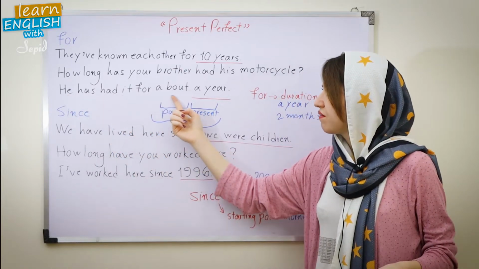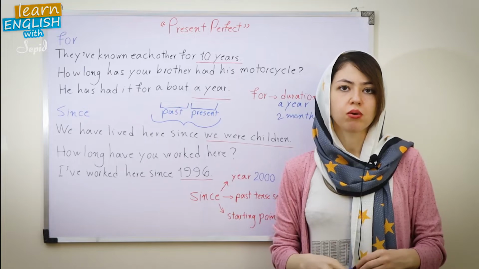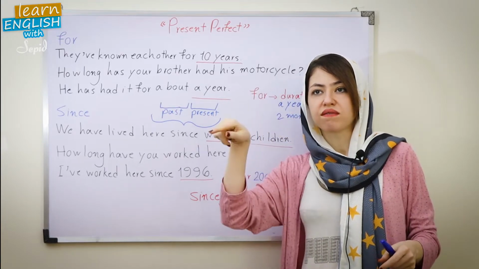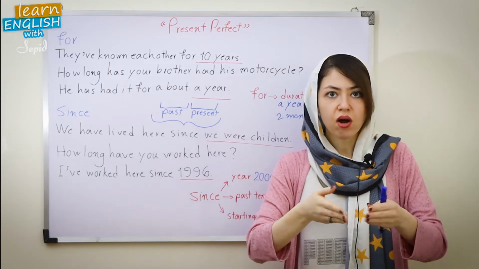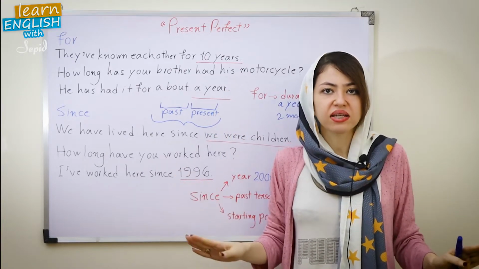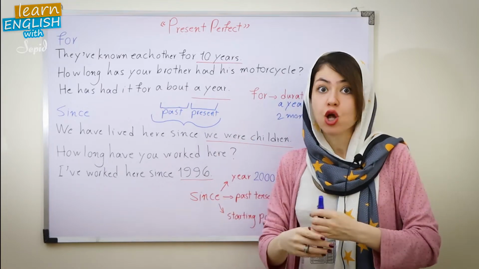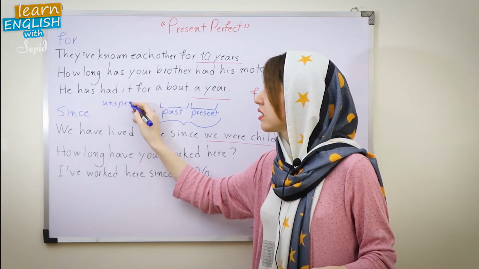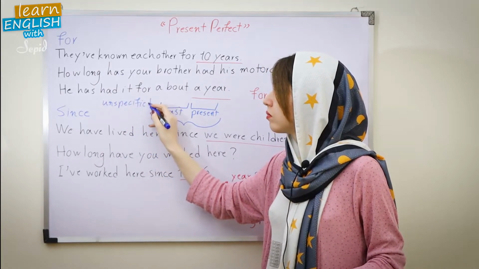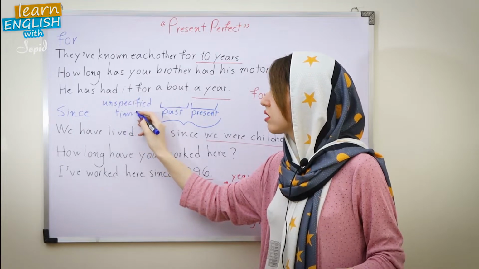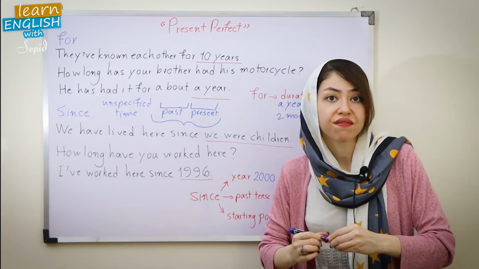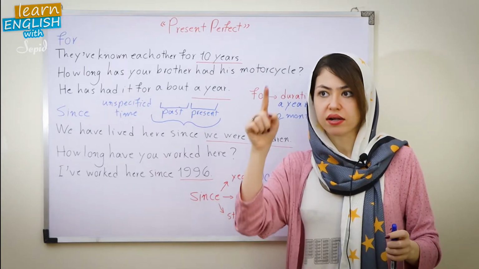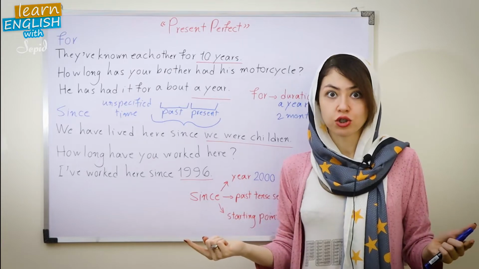He has had it for about a year. So he has had it for about a year. It means from the first part of last year until now, and we don't know when it is gonna finish. So we call that unspecified time. Okay? It means we don't know the end of that. But if it is past tense, we exactly know when it started and when it finished.